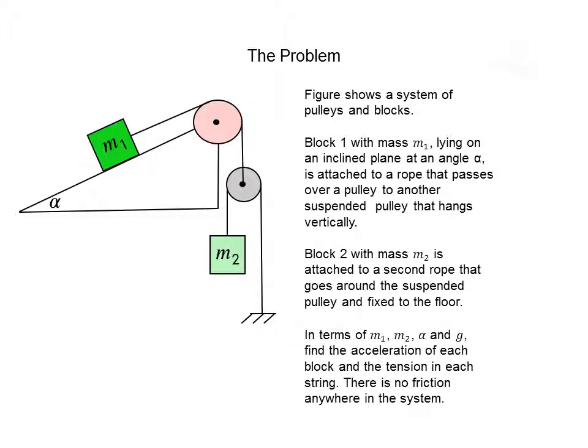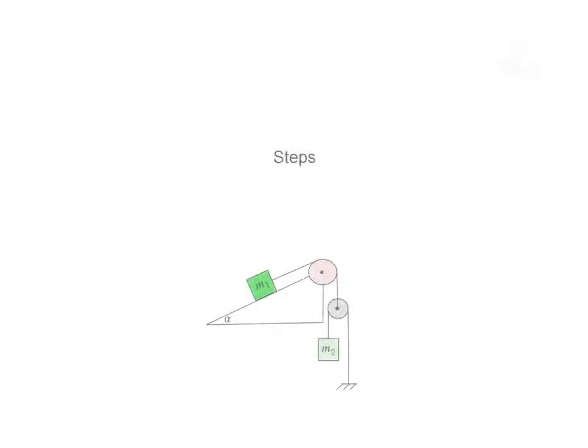In terms of M1, M2, alpha and g, find the acceleration of each block and the tension in each string. There is no friction anywhere in the system. Steps.